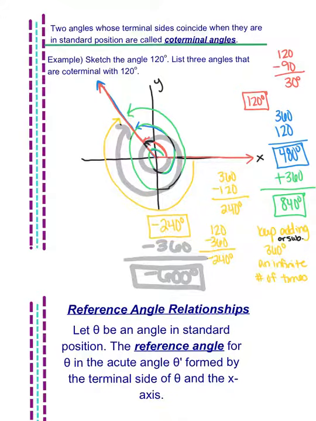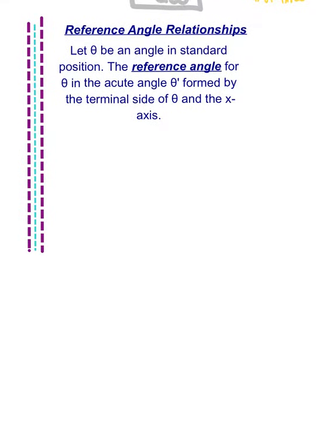Now I want to define a reference angle. So if theta is an angle in standard position, the reference angle for theta is the acute angle, which theta prime is how I like to note it, formed by the terminal side of theta and the x-axis. So on your notes, if you're using mine, it should say: is the acute angle theta prime formed by the terminal side of theta and the x-axis. So this is the really important part. Terminal side to x-axis. Terminal side to x-axis. And acute. Reference angles are acute and positive.